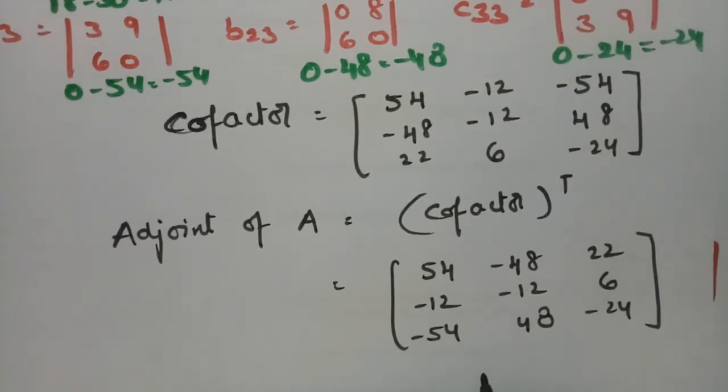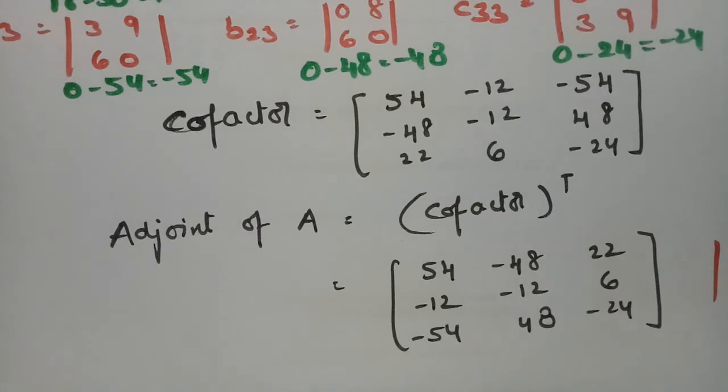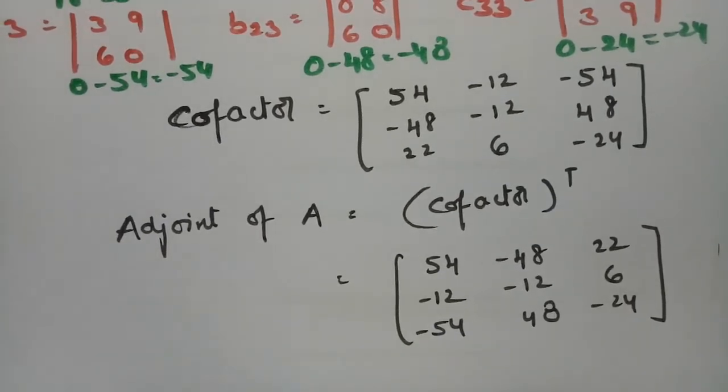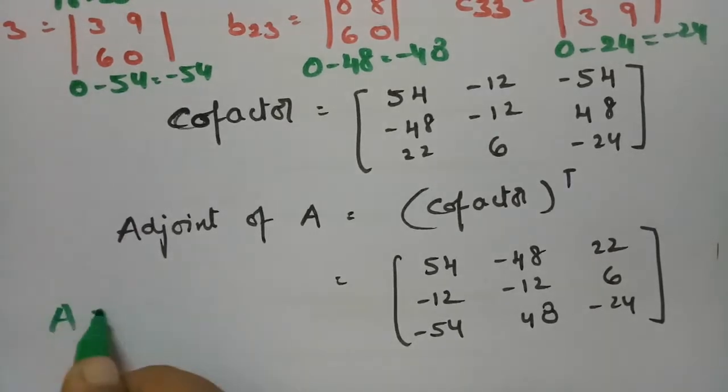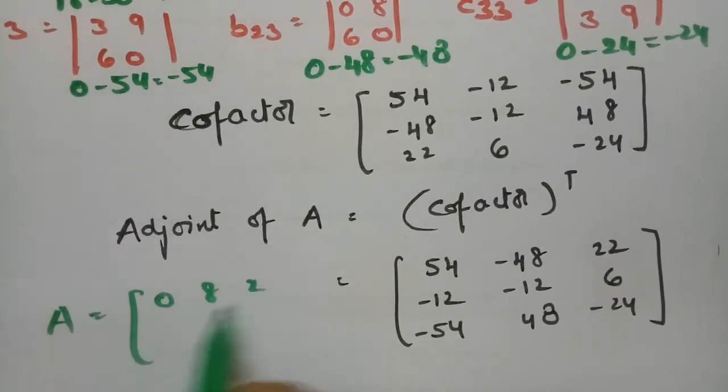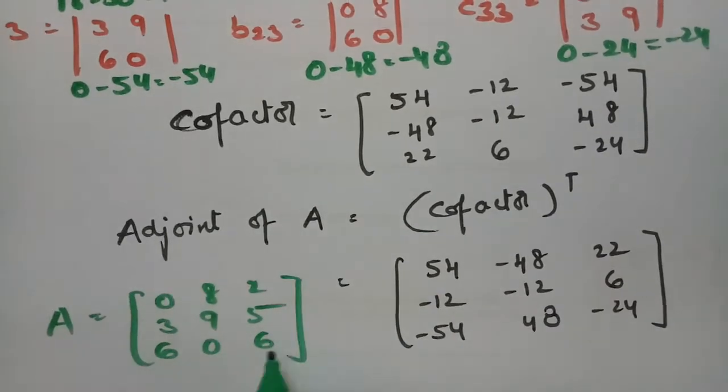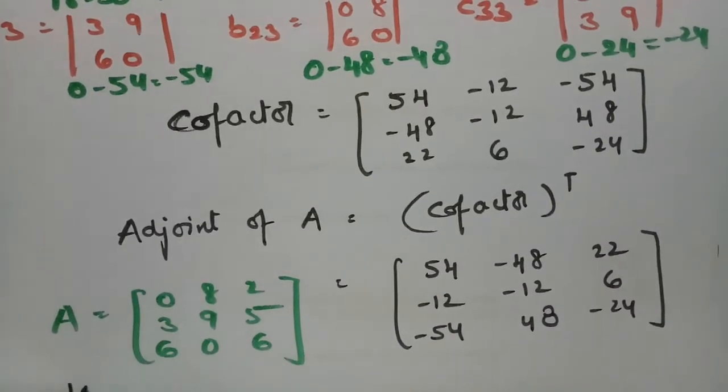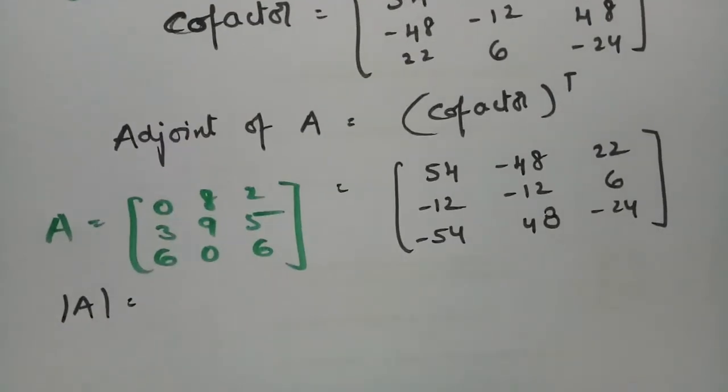So what was asked? To find the adjoint as well as the inverse of the matrix. For finding the inverse, what is A? A is equal to 082, 395, 606. So we have to find out the determinant. For finding the determinant, I have already shown you.